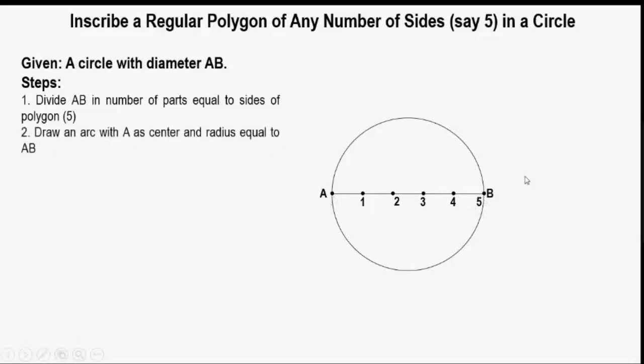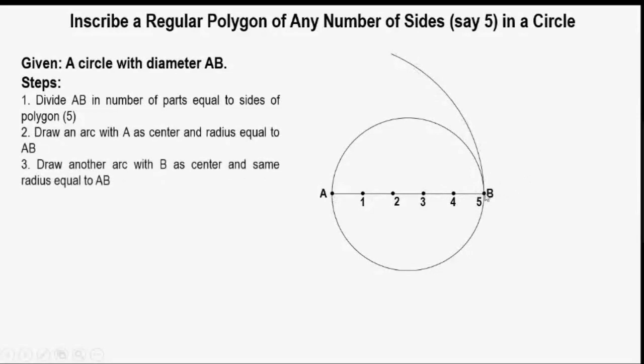Then draw an arc with A as center and radius equal to AB. So I'm taking A as center and AB as radius. I have drawn this arc. Then similarly draw another arc with B as center and the same radius AB. I draw another arc. These two arcs will intersect at a point, let us say, we'll call it point P.